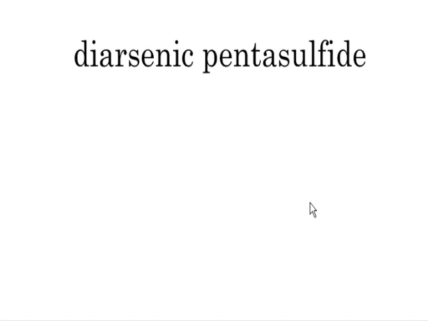I'm just going to give one example doing the reverse, and hopefully you can see that it's incredibly easy. If I look at this name, diarsenic pentasulfide, it literally spells out for me 2 arsenic, 5 sulfide is sulfur. So to make my formula, put subscripts, 2 arsenic, and 5 sulfur.